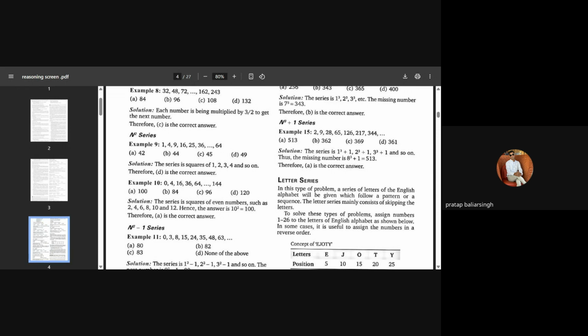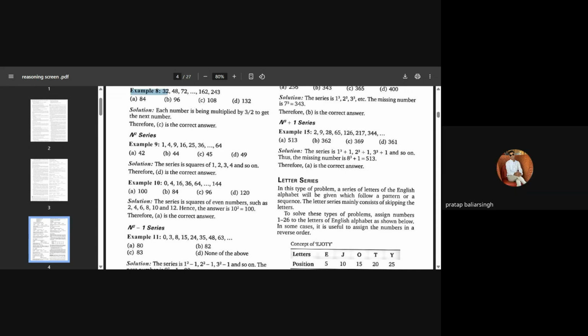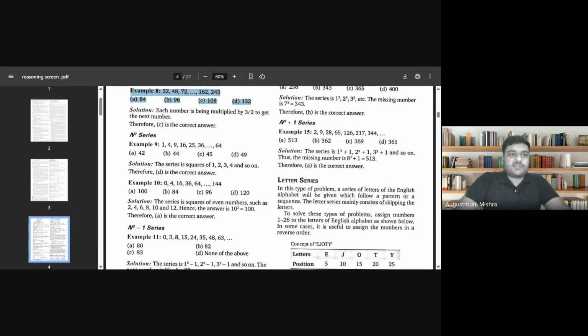Which question number, sir? Question number 8 we are solving, sir. Example 8. Okay, sir. Yes, sir. This question we are solving. 32, 48, 72. It is mentioned here that each number is being multiplied by 3 by 2 to get the next number. So how are we going to know about it? That is my question. I am also solving that.